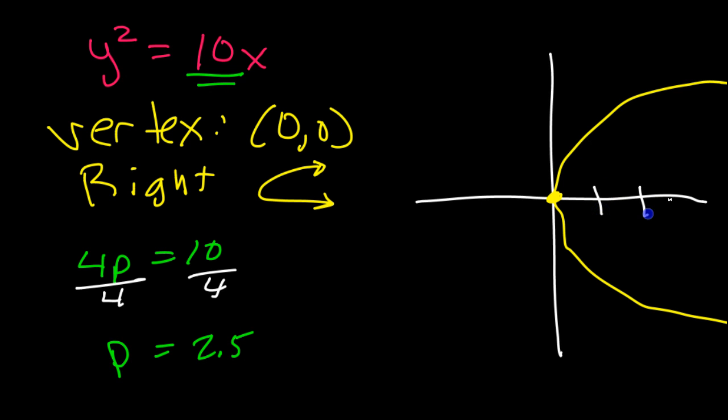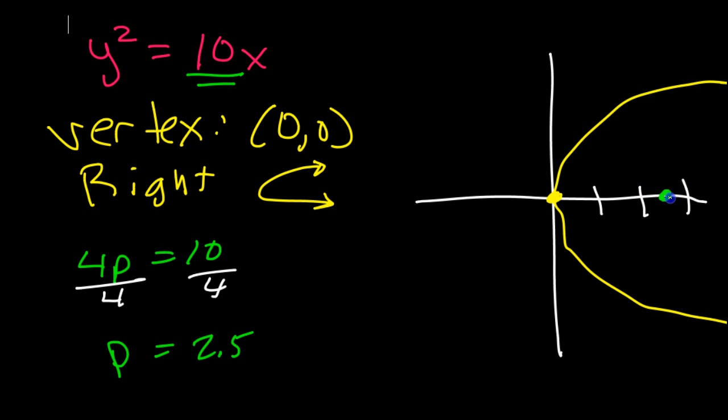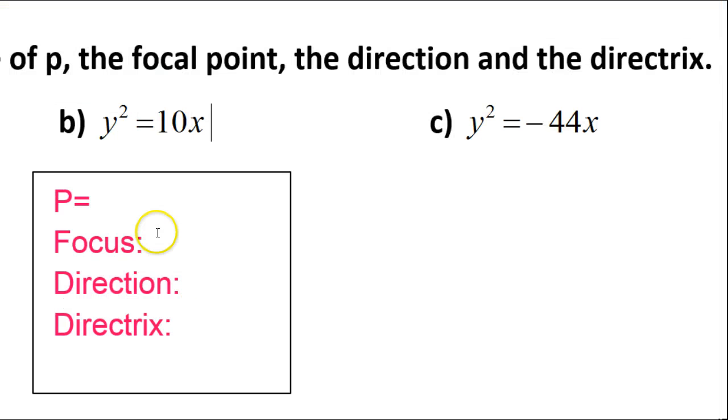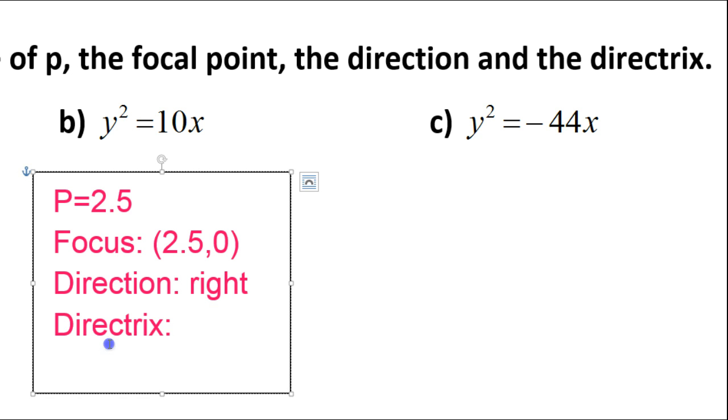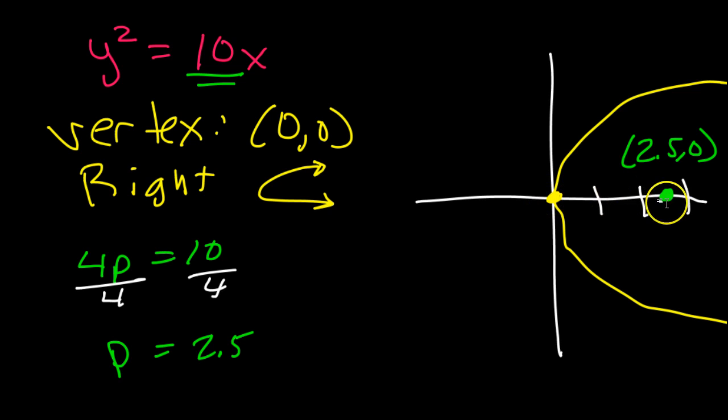All right, so if I go 1, 2, 3, then the focus will be right here at 2.5, 0. So p was 2.5. The focus was 2.5, 0. The direction is to the right. So we just need the directrix. So the directrix will be the same distance in the other direction.